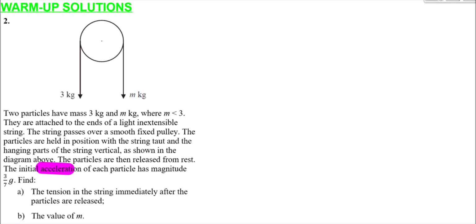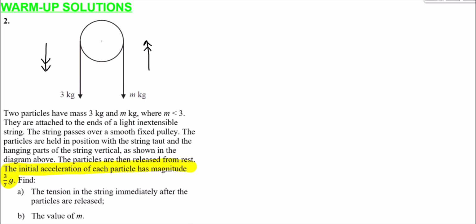So let's add on the information we've been told. The initial acceleration was 3/7 g. Let's think about which direction the acceleration is going to go in. Well, m is the lighter particle. This is the heavier one. So therefore the acceleration is going to be down on that side, and this one's going to be whizzing up, because this particle is going to be pulled down by this heavier one.